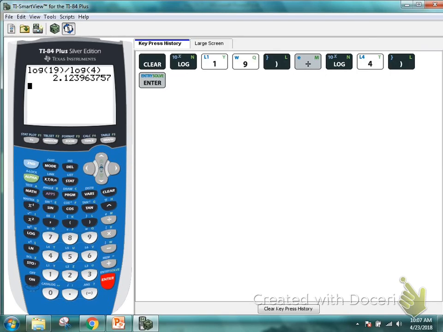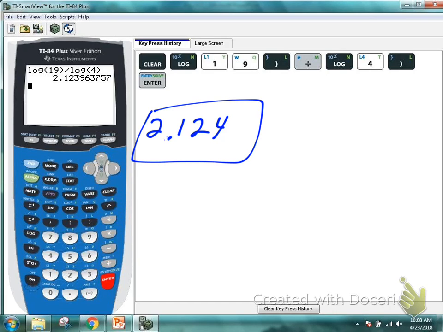But you hit enter and it tells you the answer is 2.1239. I believe it said round to thousandths, right? So that'd be what, 2.124? And that's your answer. Okay. Questions on that?